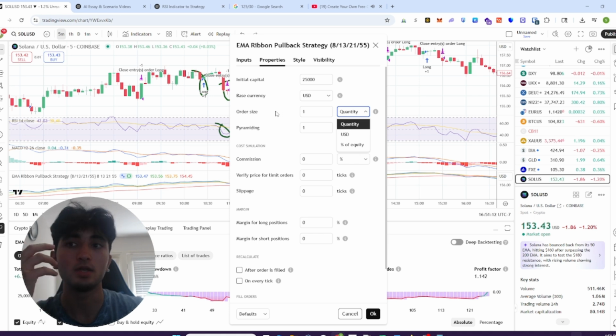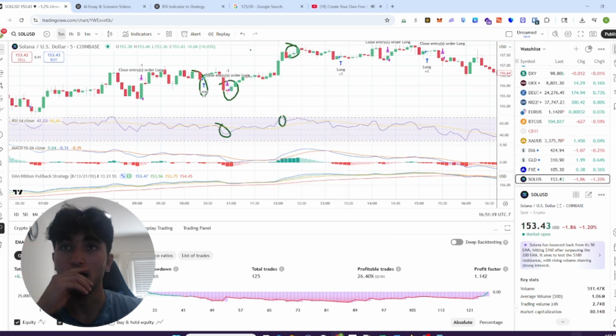Then the quantity just means how many of this asset you are going to buy in here. For this, I just said 1 for Solana, because it's easier to see how much Solana went up and how much it's going to make you. Then we come down here, click on Save as default, and then OK.